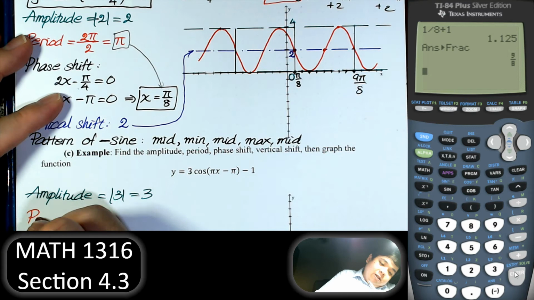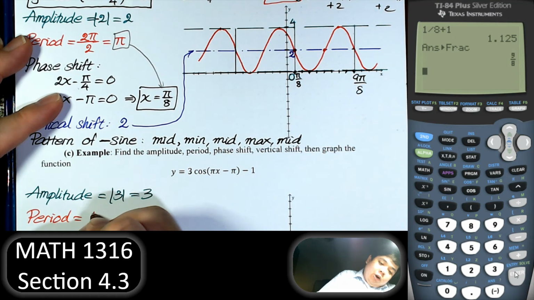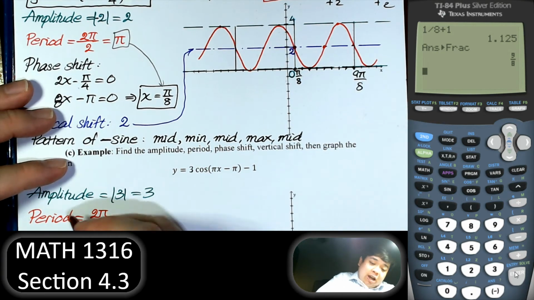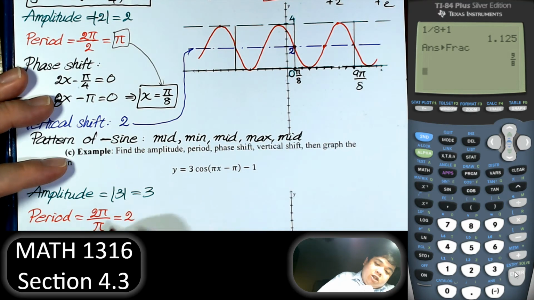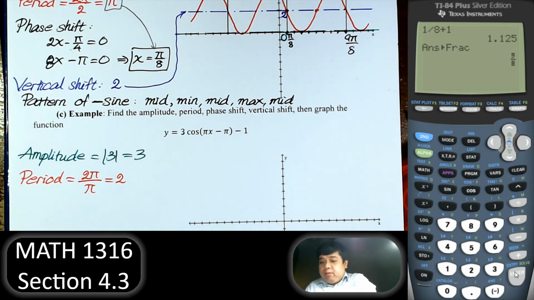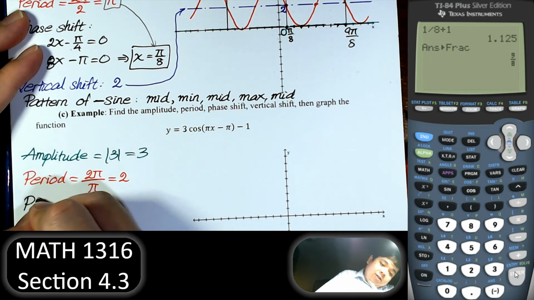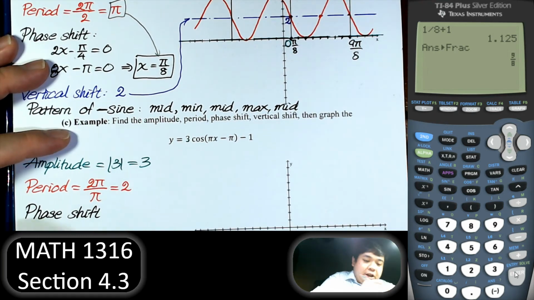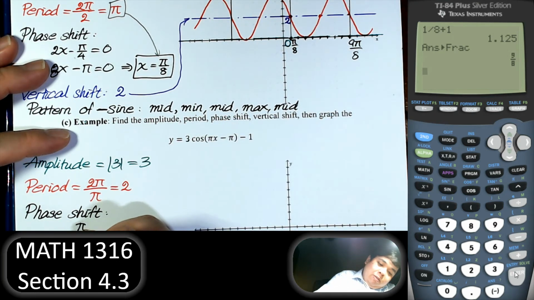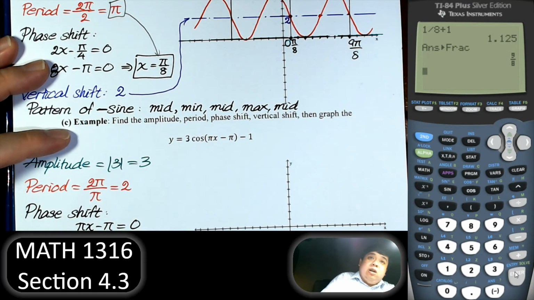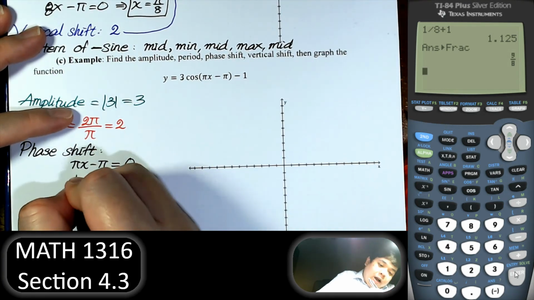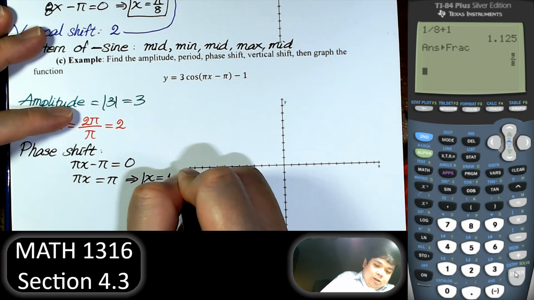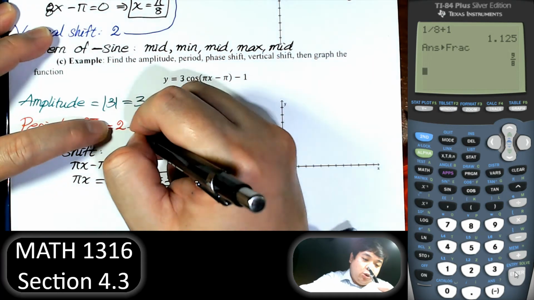Period, normally is 2 pi for sine, cosine, but we divide by pi here, the coefficient of x, the number in front of x, that gives us 2. Period is 2. Phase shift, we're going to let this equal 0, pi x minus pi equal to 0, move the pi over and we solve for it. Pi x equal to pi, so x is equal to 1. And the period compared to that will be twice as long.